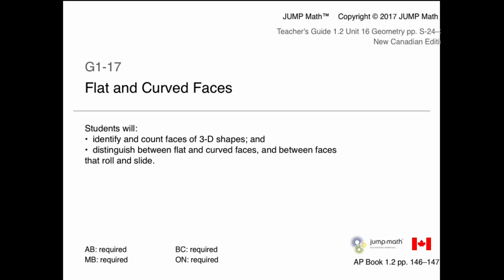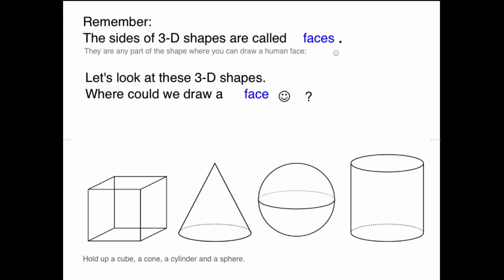Everyone. We are going to be working with 3D shapes still, and today we're going to talk about flat and curved faces, and this is something that grade 1s in the past have gotten confused with because grade 1s have looked at a shape like a cube and they're like, oh, that's easy, it's got 6 faces, and you can just think of a face as a part of a shape that you can put a face on. So they're like, oh yeah, there's the front, there's the back, there's the sides, there's the top and the bottom, easy, 6. And then grade 1s look at a sphere and they think, nope, no faces.